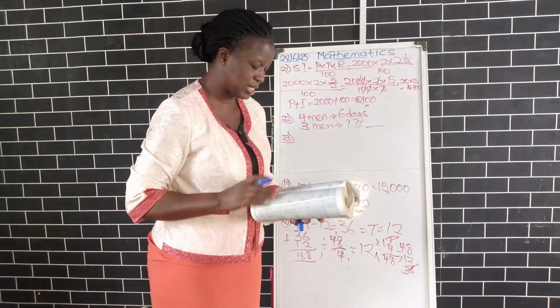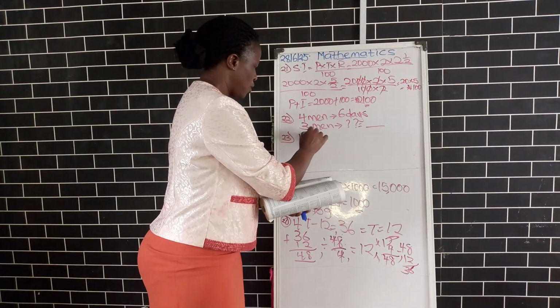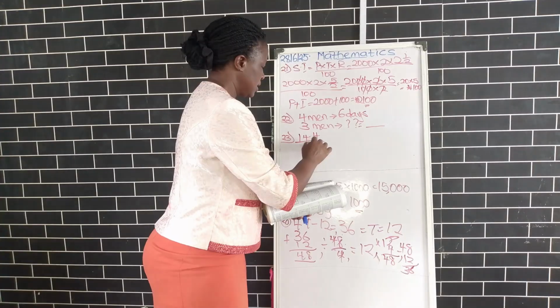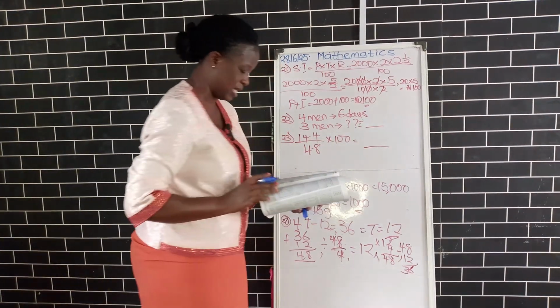Now to number 23. What percentage of 14.4 is 4.8? So that will be times 100. Do it and let me see the answer.